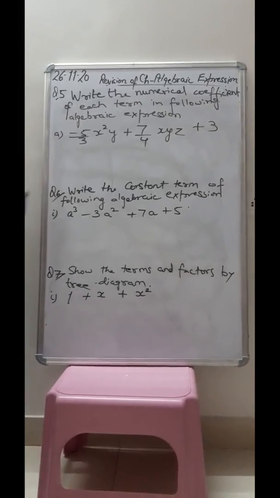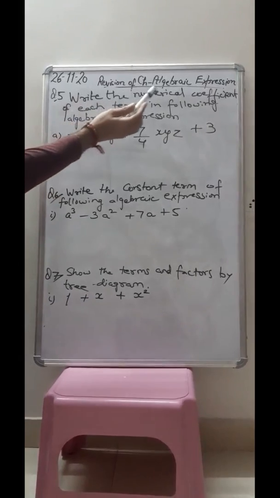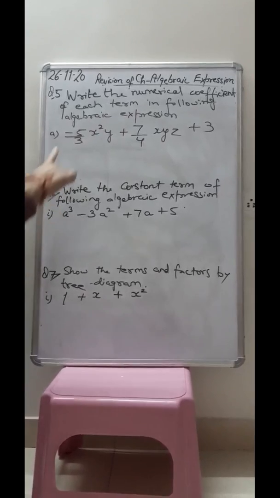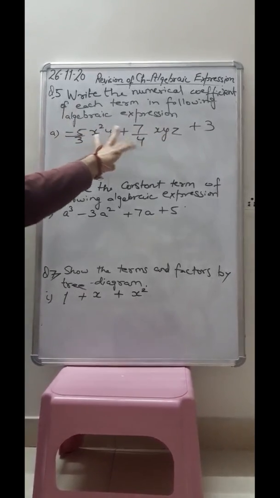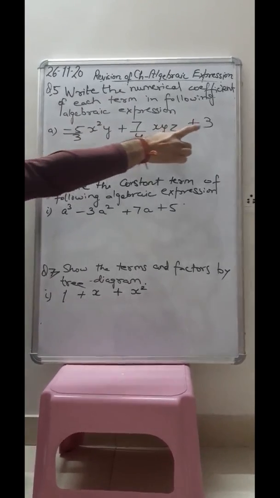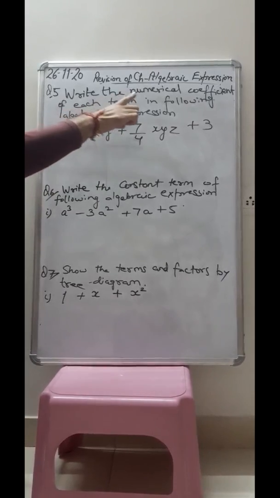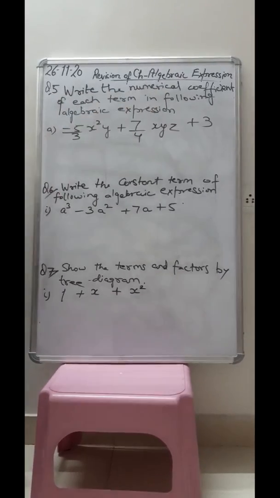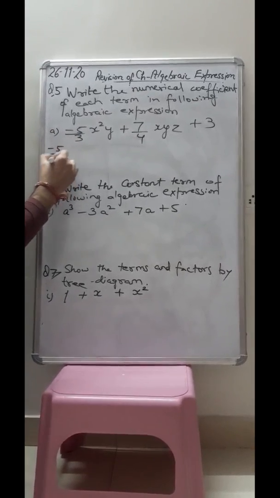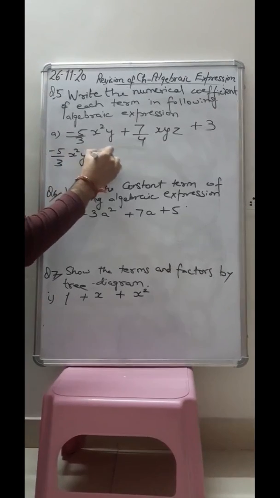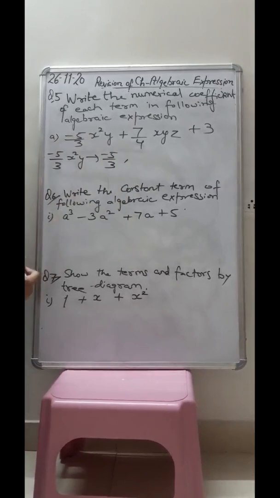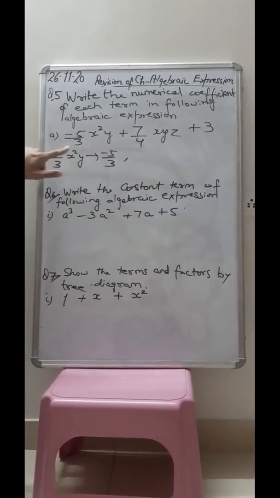Now students, question number 5 is write the numerical coefficient of each term in the following algebraic expression. So here we have been given the algebraic expression, and in this expression we can see that there are 3 terms, first, second, third. We have been asked to write down the numerical coefficient, that means the number factor. So the first term is minus 5/3 x square y. In this, the numerical part is minus 5/3. So minus 5/3 is the numerical coefficient in this term.